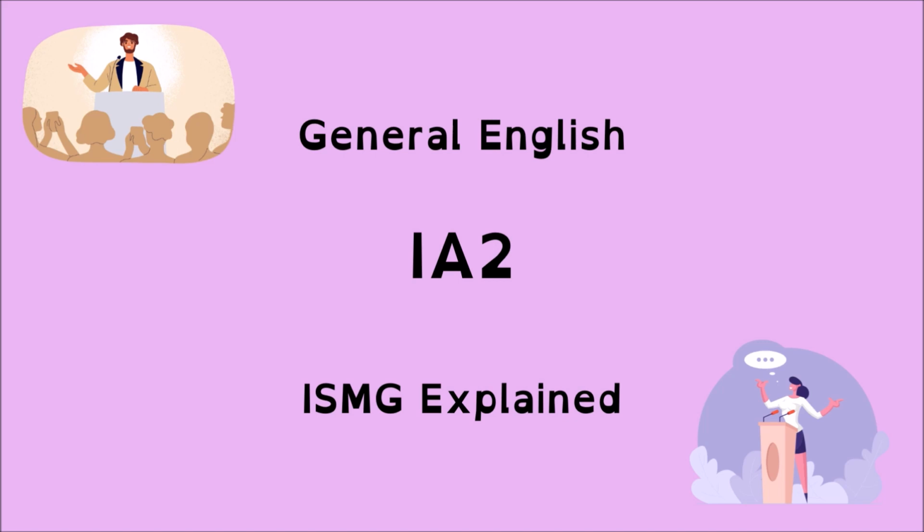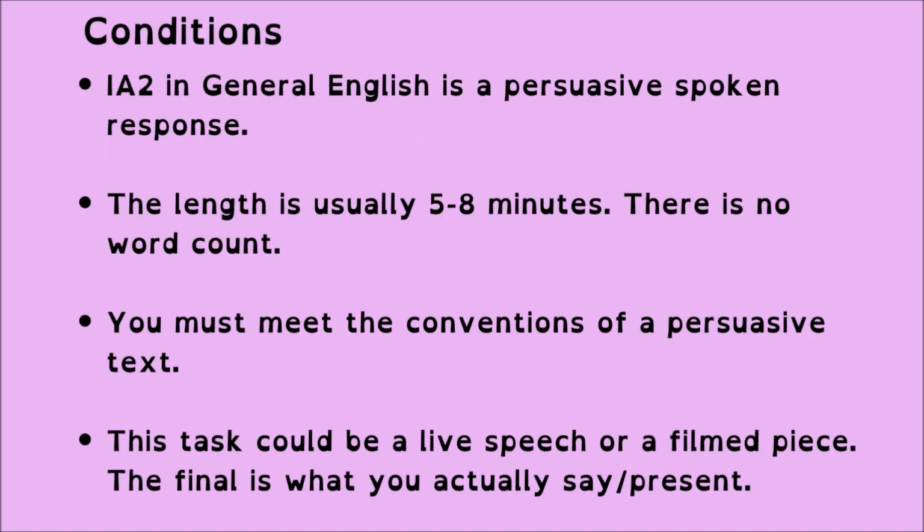In today's video, I'm going to be unpacking the ISMG for IA2 in General English. Let's have a look at the conditions for the task. So IA2 in General English is a persuasive spoken response. The length is usually 5 to 8 minutes, and there's no word count for this task.